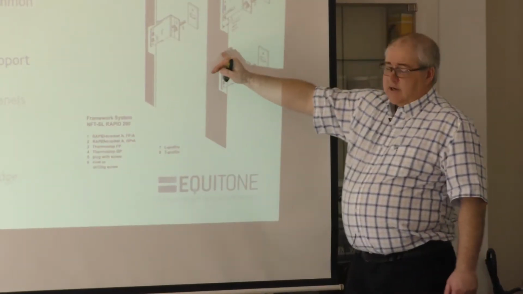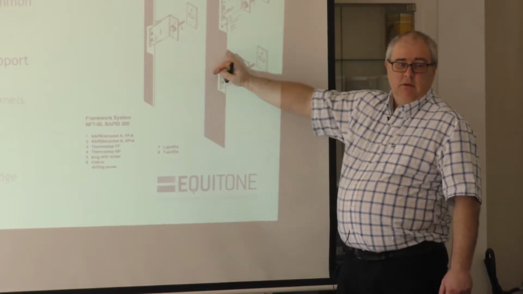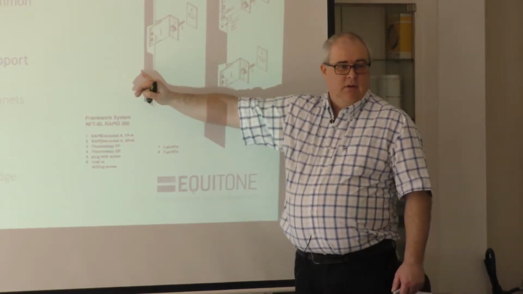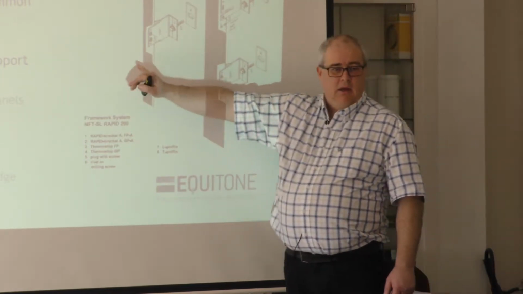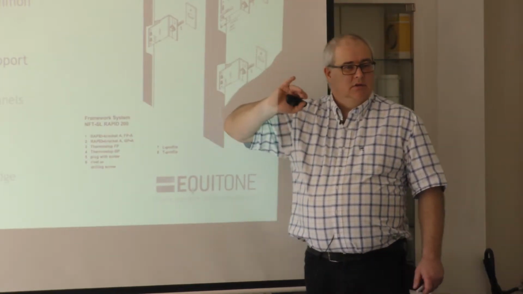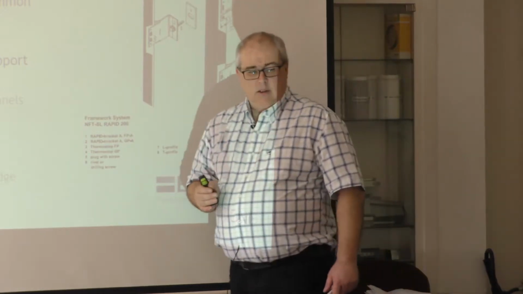Your T and L rails, are they usually smooth or ribbed? The T on the sides is ribbed, in the middle is smooth. Okay, that's one company makes that one, yeah? Yeah, and the angles are just smooth. Okay.